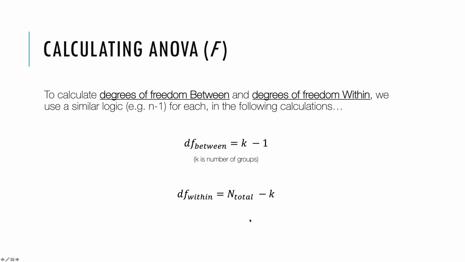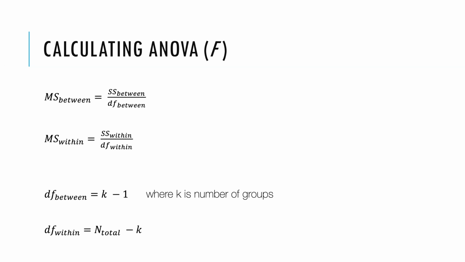That's all we're doing. I could rewrite this as n of group 1 minus 1, plus n of group 2 minus 1, plus n of group 3 minus 1, plus n of group 4 minus 1. And it's the same thing. Just like for the t-test, we said n of group 1 plus n of group 2 minus 2. We could say n of group 1 plus n of group 2 plus n of group 3 plus n of group 4 minus 4. It's all going to be the same. N minus 1, that's what's important. So now we've adjusted our sum of squares by degrees of freedom for both between and within.